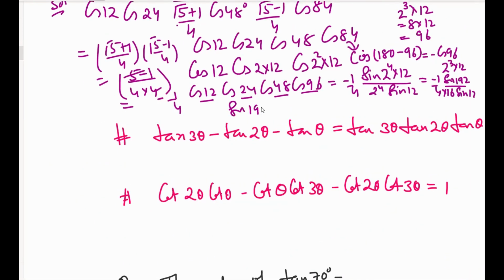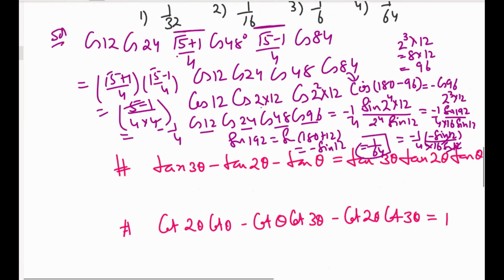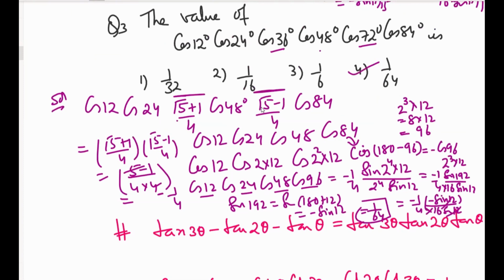Further you can write sin 192 as sin(180 + 12), and that is minus sin 12. So this comes out to be minus 1 by 4 into minus sin 12 upon 16 sin 12. Sin 12 cancels out with this, minus minus plus. So my answer is 4 into 16, 1 by 64. So my answer here is 1 by 64. I hope this is clear to all of you.